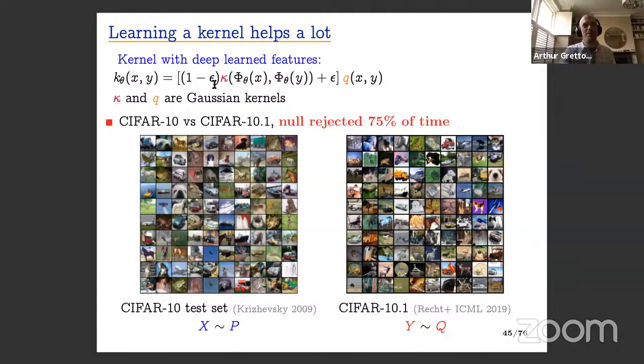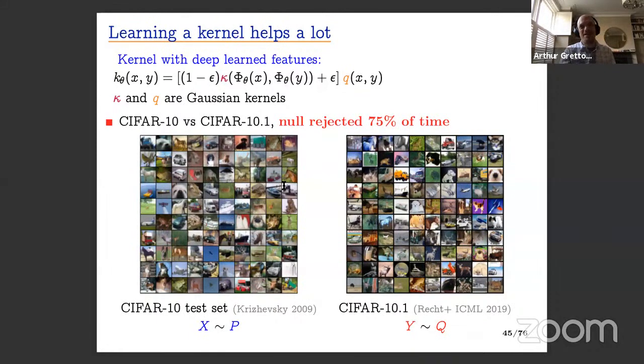And so I can use my MMD test to tell that there exists a significant difference between the images drawn from CIFAR 10 and the images drawn from CIFAR 10.1. I'm going to reject the null 75% of the time if I do this experiment, testing CIFAR 10 against CIFAR 10.1. But if I test CIFAR 10 against another CIFAR 10 set, then I'm going to reject the null only 5% of the time, because they're samples drawn from the same distribution.